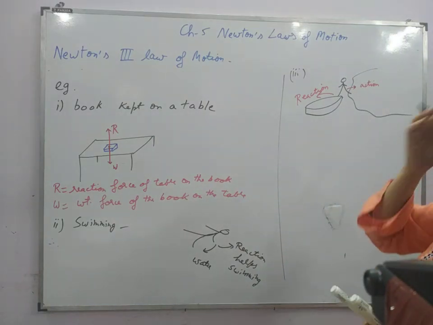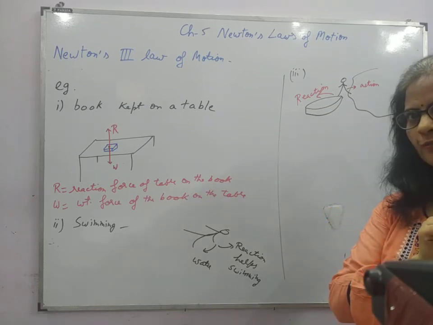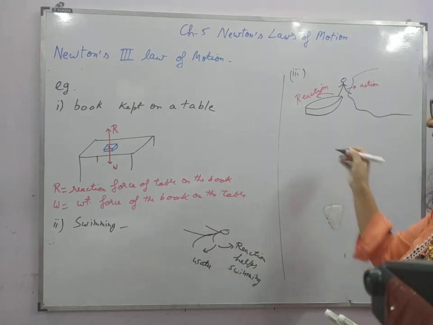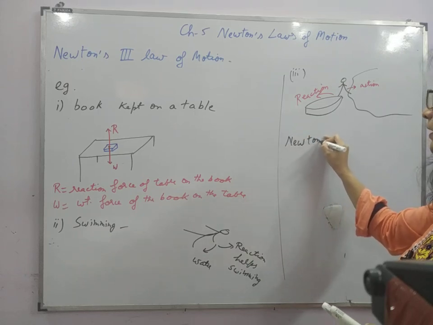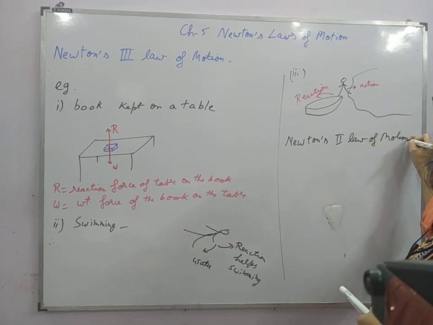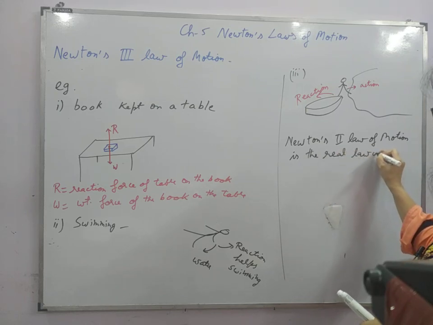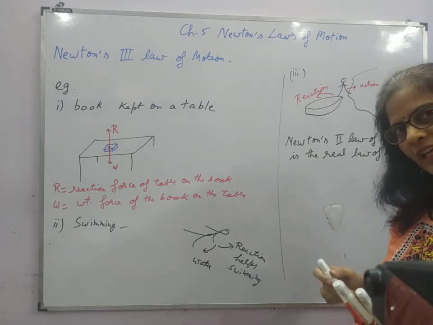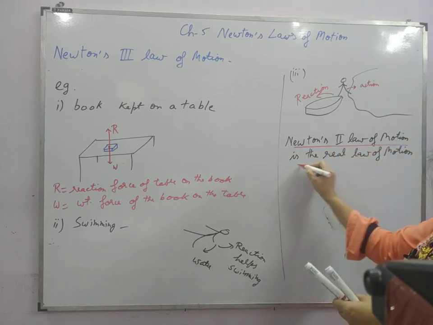Now we can say that Newton's second law is the real law of motion. Why? Because the first law and the third law can be derived from it. So now we are going to discuss the second law of motion, Newton's second law, as the real law of motion. This we can prove by showing that the first law and the third law can be derived from the second law. So this we are going to prove.